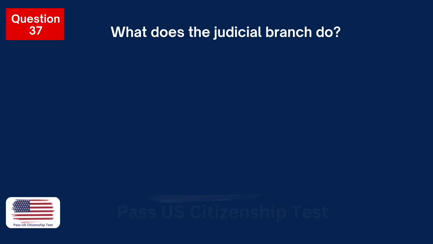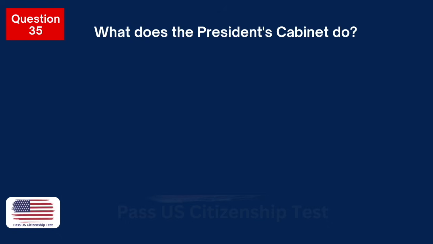What does the judicial branch do? Reviews laws. What does the President's Cabinet do? Advises the President.